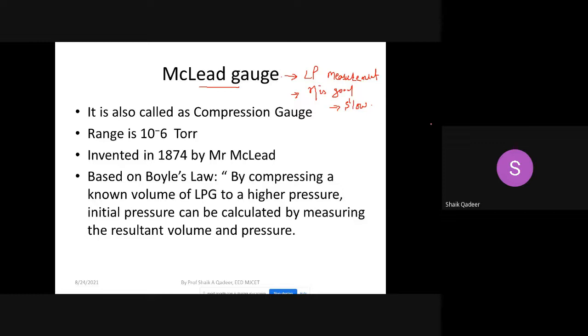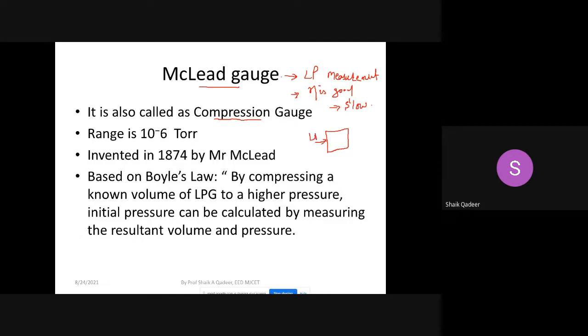The other name of the Mclead gauge is compression gauge. Because here we are trying to compress low pressure gas, resulting in high pressure gas. See, the concept is very simple.